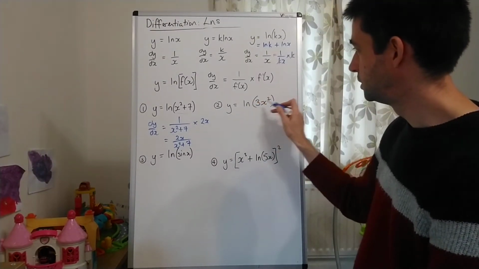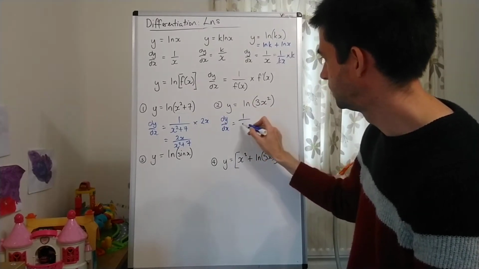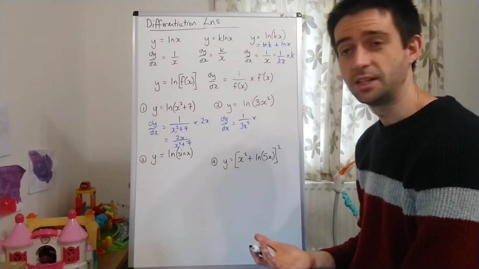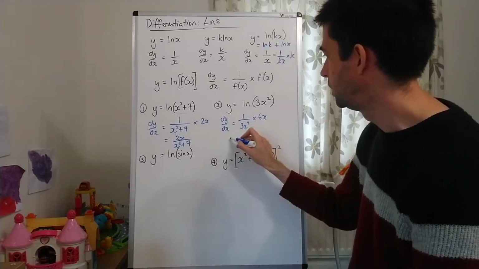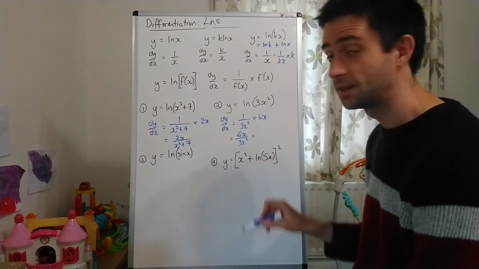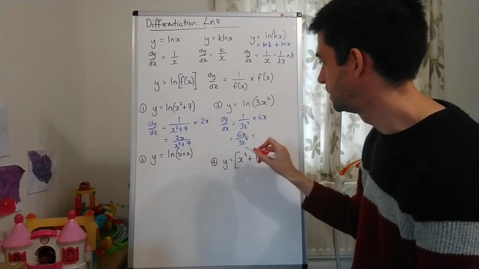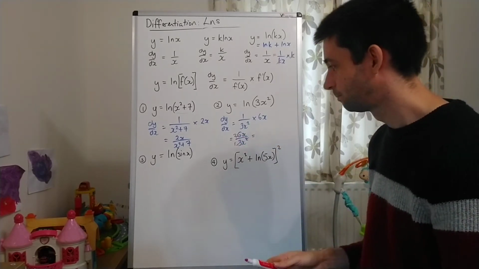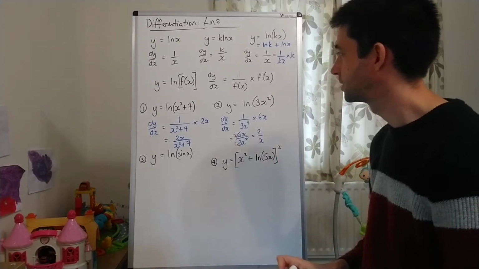Similarly here, y equals ln of 3x squared. I would write that dy dx equals 1 over 3x squared multiplied by the differentiated bracket, which would be 6x, which would be 6x over 3x squared. Actually, you can do a bit of cancelling here, because you can cancel that x with one of those x's. The 6 cancels with the 3 to be 2 over 1. So it actually comes out to be 2 over x.